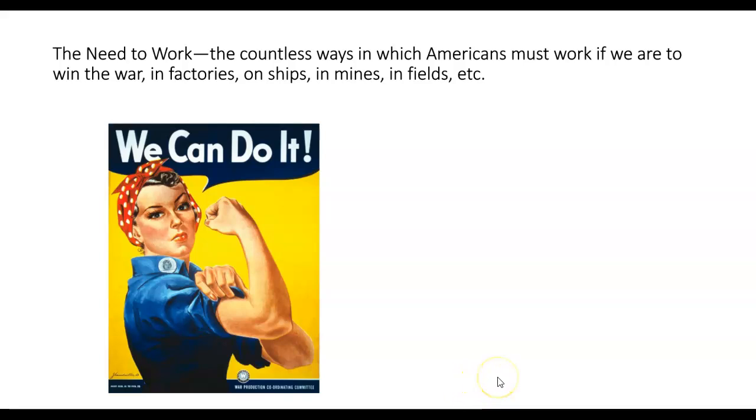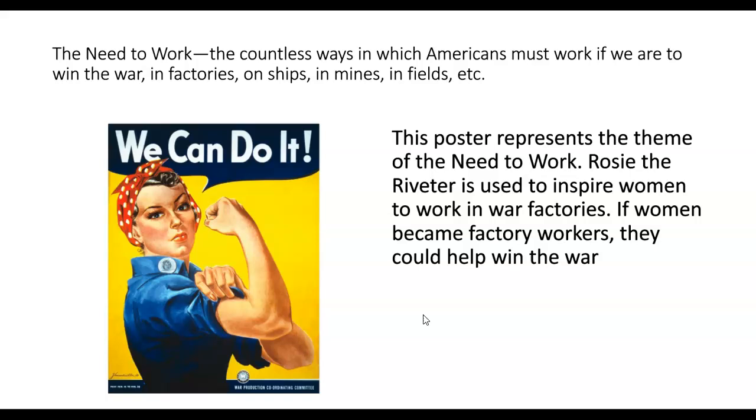This famous poster of Rosie the Riveter, "We Can Do It," had a goal to get women out into the workplace and working in the factories while the men were all fighting the war. Again, you're going to take the poster, decide what theme it is, and give your evidence and reason why. This poster represents the theme of the need to work. Rosie the Riveter is used to inspire women to work in war factories. If women became factory workers, they could help win the war. Rosie the Riveter happens to be your evidence in this poster.